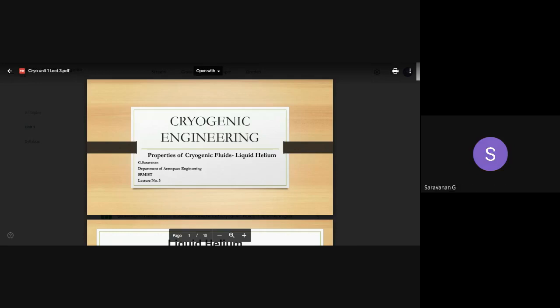Okay, so let us continue with the next topic, the properties of the fluid again. Now we are going to discuss the fluid known as liquid helium. So the next fluid is helium.